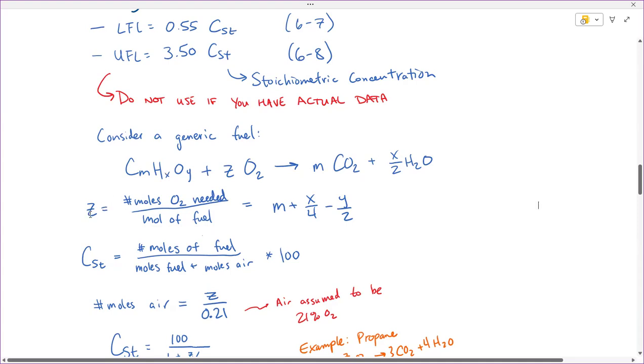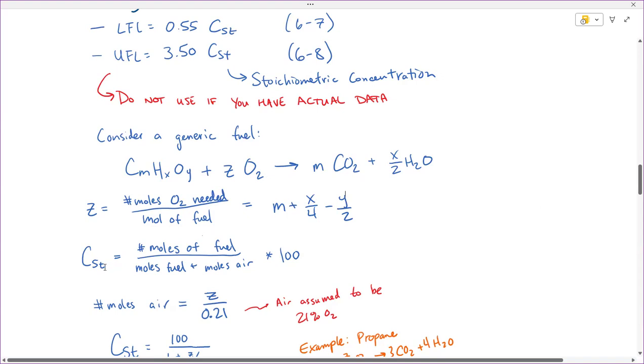If I work out what the value of Z is, this is an instructive thing that I would like to do in class, but I like to have students practice balancing the equations by themselves. But you can prove by rearranging the equation that Z is going to be equal to M plus X by 4 minus Y times 2. I encourage you to try this out and make sure that you agree with this formula.